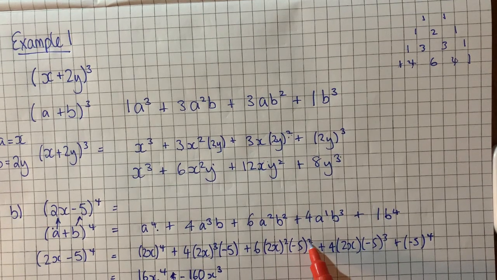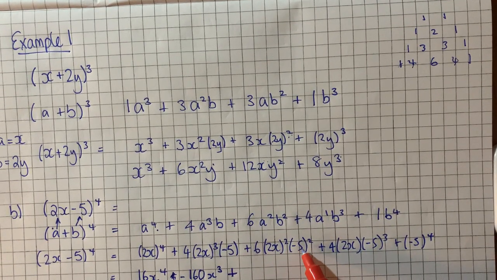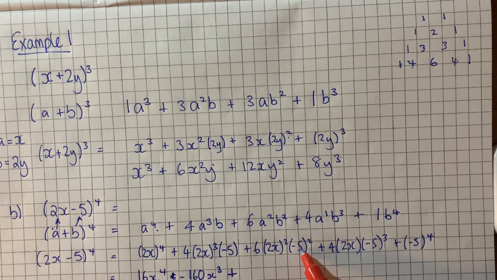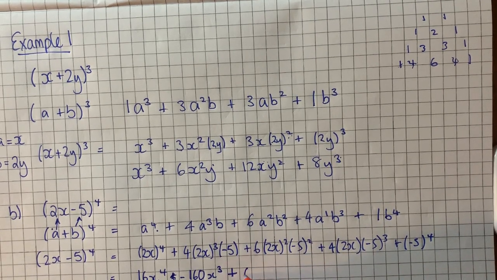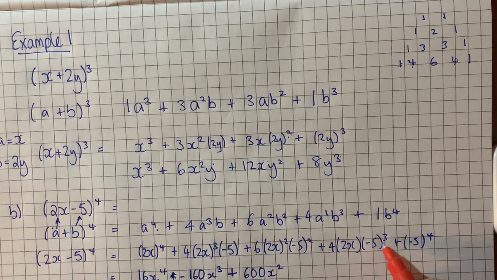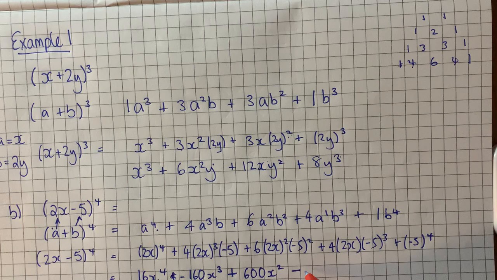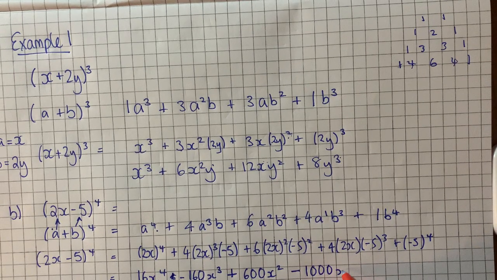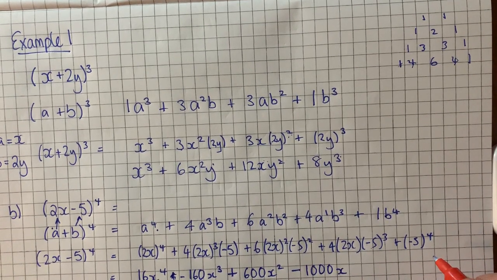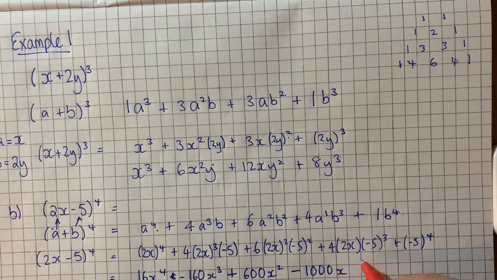Now, minus 5 squared is a positive, so this one's definitely going to be positive. You've got 4 times 25 is 100, times 6 is 600. This one, minus 5 cubed, is negative, so overall it's going to be negative. 125, 250, 1,000, and 5 to the power of 4 is what, 625. Hopefully.